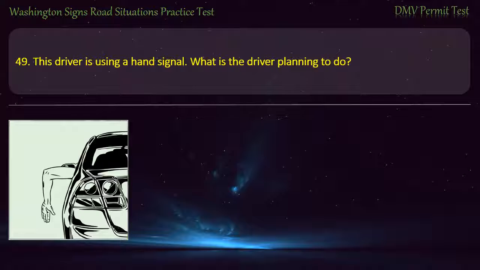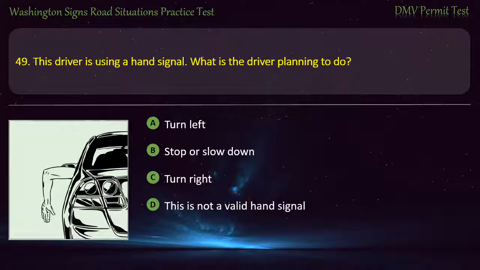Question 49. This driver is using a hand signal. What is the driver planning to do? Turn left. Stop or slow down. Turn right. This is not a valid hand signal. Answer. Stop or slow down.